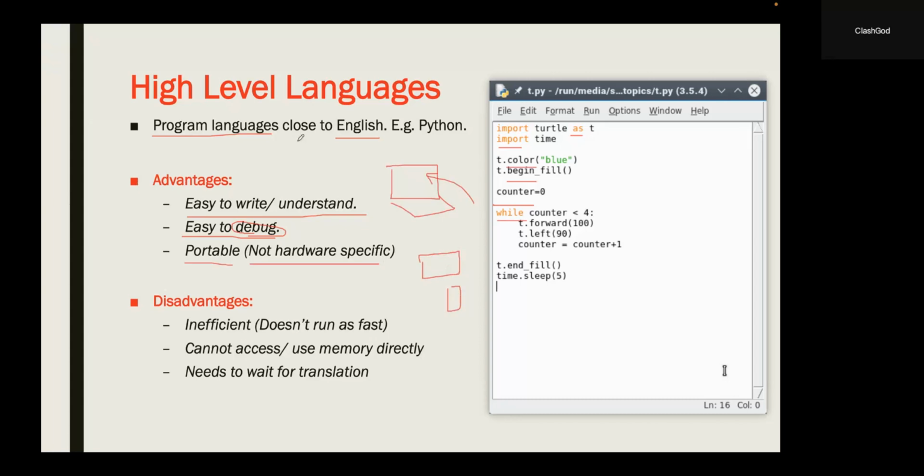So if they ask you to list three advantages of high-level languages, they'll write: first, it is easy to write and understand. Second, it is easy to debug. And third, it is portable. This is very important.